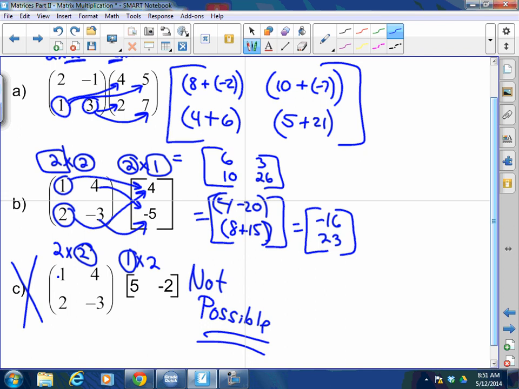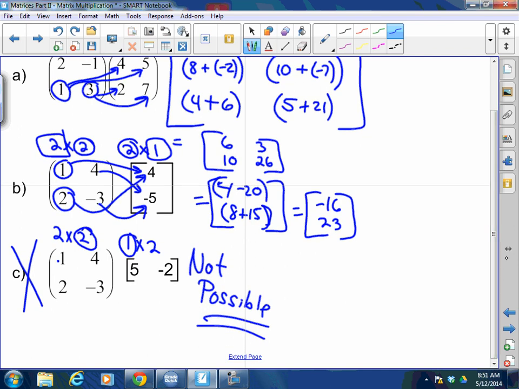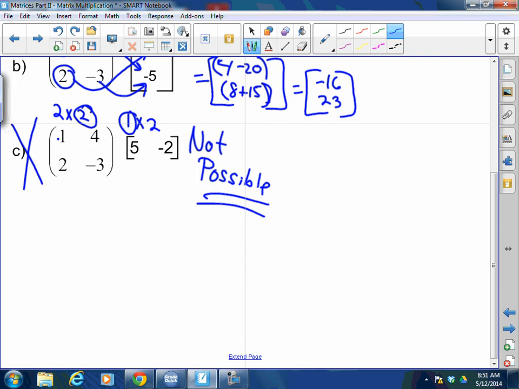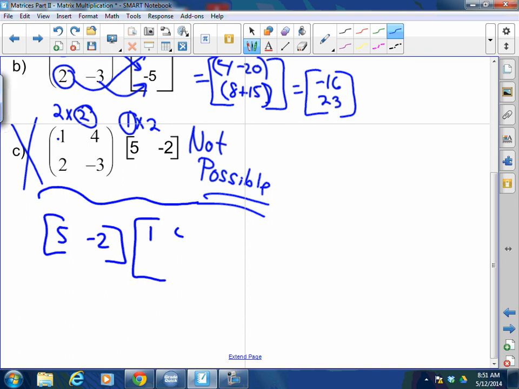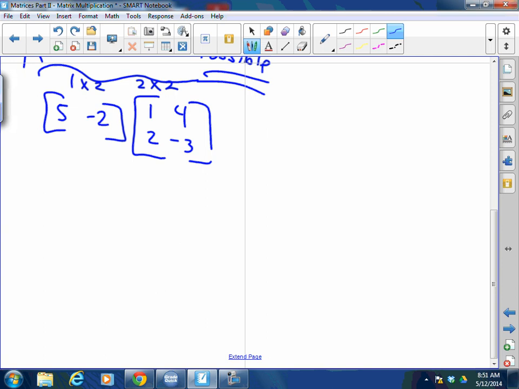Now, wait a second. What if I reversed it, though? But that wasn't the question. If I gave you this, that's not possible, and you would just be able to say no. However, if I gave it to you in this format, this is a 1 by 2 and this is a 2 by 2. Would I be able to do it that way? Yes, I would. And in this case, the answer is going to be a 1 by 2. So it's going to be 1 row and 2 columns. So let's see how this would work, just out of curiosity.